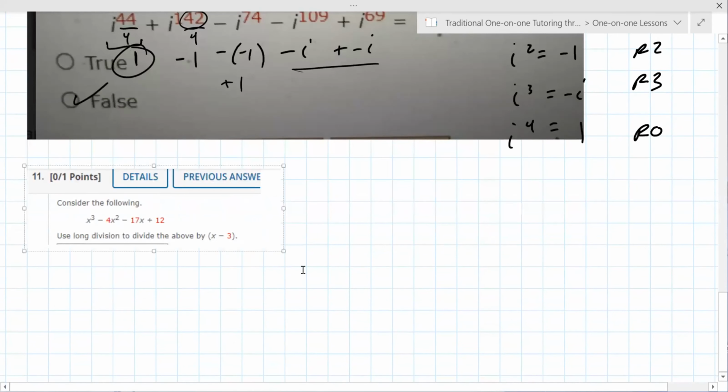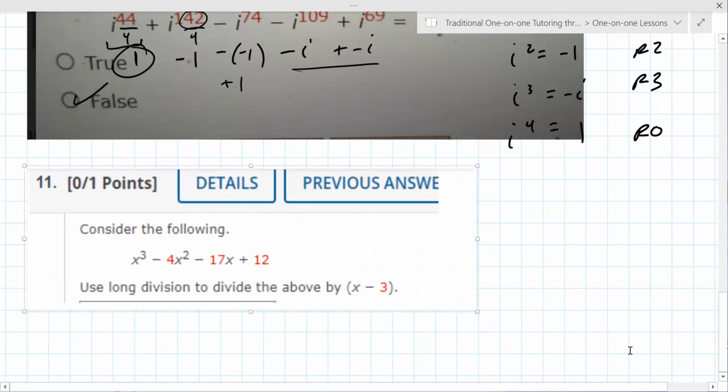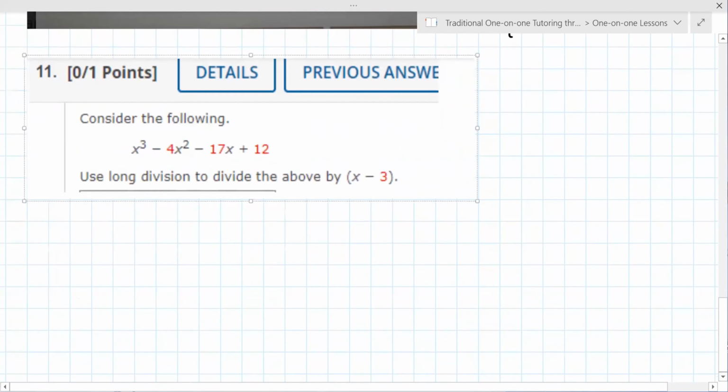All right, consider the following. So long division here. Yeah, I mean, it depends what you're being asked. If you're being asked to actually write the polynomial, you would divide. If you're asked for the other roots, you might just graph this and find the roots that way. Do we actually want to do long division or synthetic division? Okay.